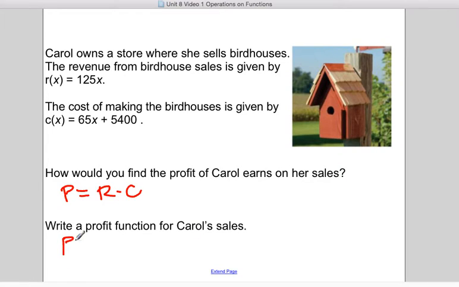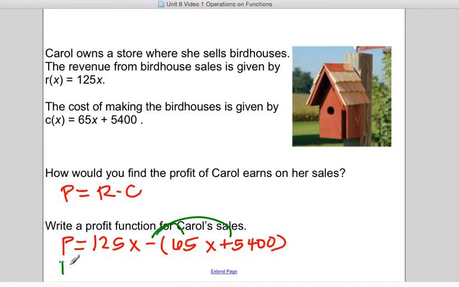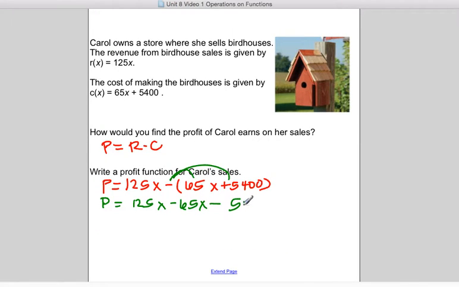So we have to write a profit function for Carol's sales. Well, profit will equal the revenue, 125x, minus the cost. So if we're subtracting the cost, let's put it in parentheses. And then what we need to do is distribute the negative to simplify this. So profit is equal to 125x minus 65x minus 5,400. Then I would combine my like terms. So profit is equal to, when I add these together, 60x minus 5,400.